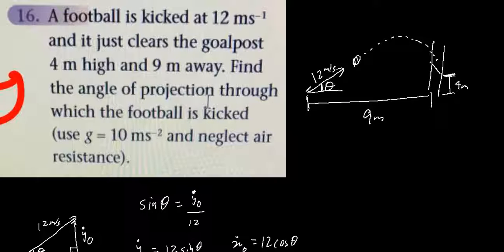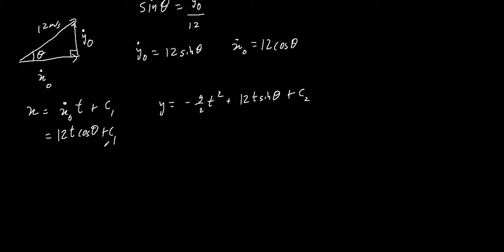Now it's most convenient for me to have this as my origin, my x and y axis. Yeah, so just x and y. Having this at the origin makes its initial horizontal displacement 0 and its initial vertical displacement 0 as well. So in this case, both C1 and C2 are 0. And this is just the way that I put my axes, so that it's most convenient for me.